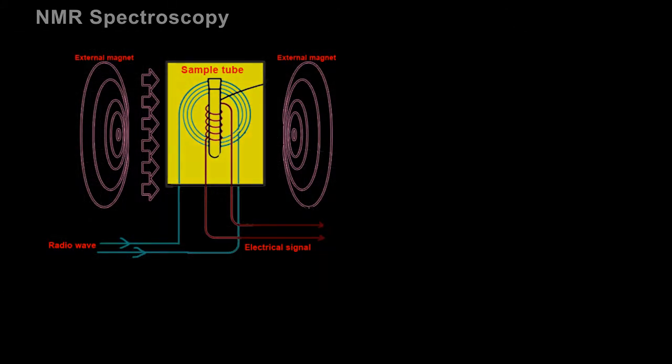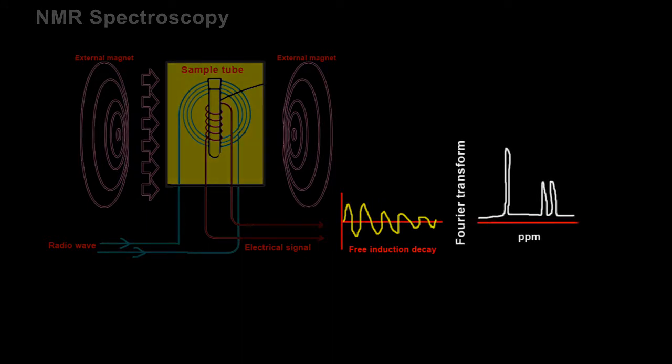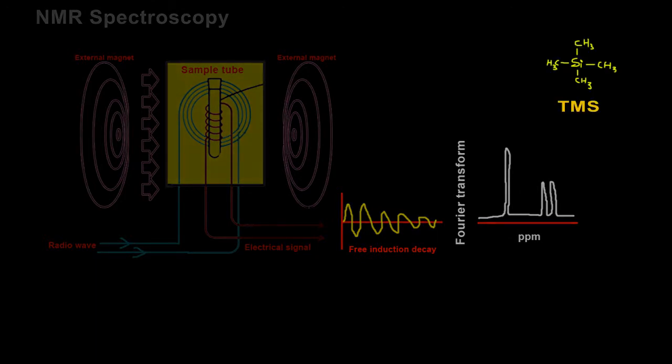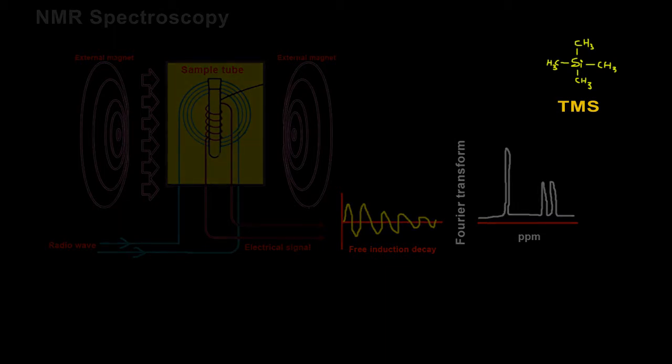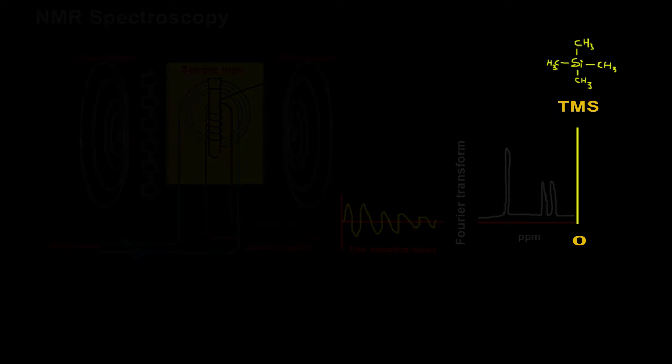The overview of NMR is that the molecule is placed in the magnetic field. The molecule is treated with a radio wave pulse. Free induction decay is created by the sample. The Fourier transform method converts the free induction decay into parts per million. Tetramethylsilane is used as an internal standard. The signal from TMS defines 0 ppm on the chemical shift scale.